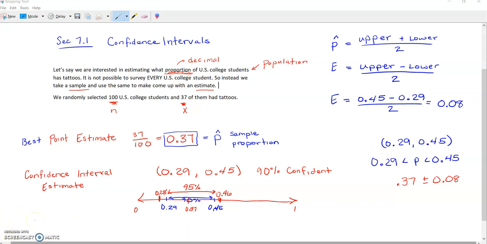Okay, so that's pretty much the general gist for confidence intervals. It's basically when you're trying to make an estimate and instead of guessing a single number, you're guessing a range of numbers, saying we think the proportion of college students with tattoos is somewhere between 0.29 and 0.45. We don't know for sure, but we think it's in this ballpark.